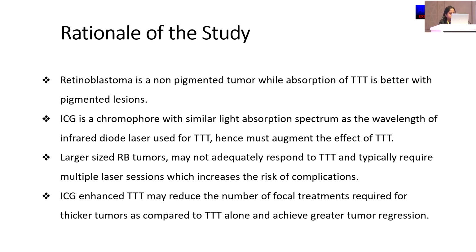So the rationale behind this study is that retinoblastoma is a non-pigmented tumor, while absorption of TTT is better with pigmented lesions. ICG is a chromophore which works at a similar light absorption spectrum as the wavelength of the infrared diode laser used for TTT, and hence must augment the effect of TTT.